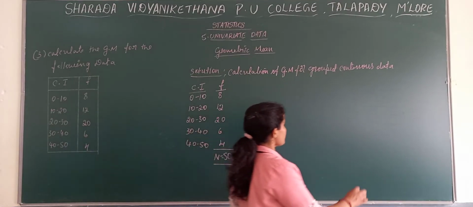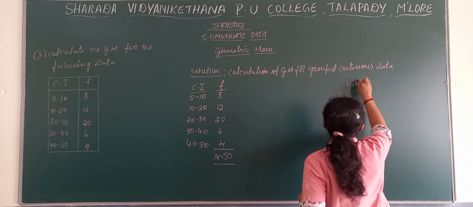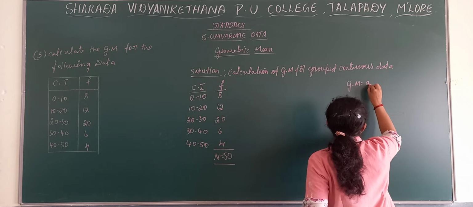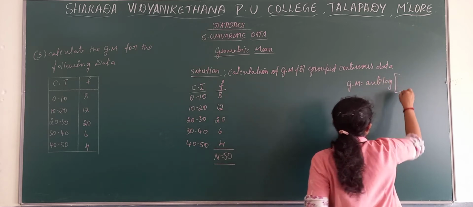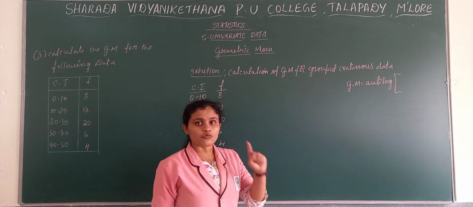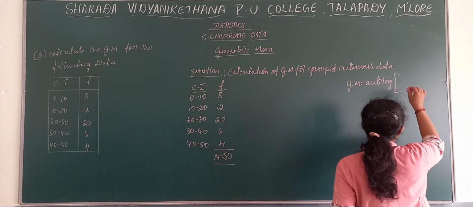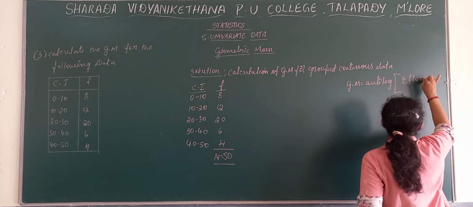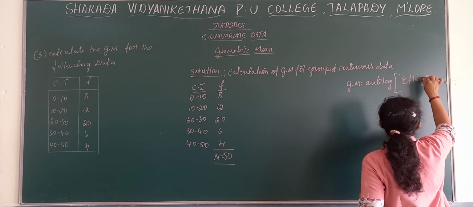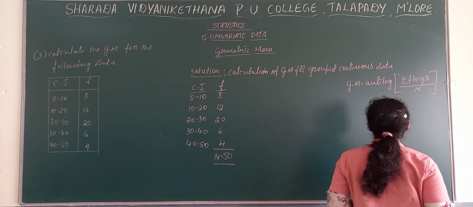Now we'll write the geometric mean formula here. Geometric mean is equal to antilog of, as I said, for discrete and continuous you have the same formula. Here for grouped data, that is sigma f log x divided by capital N.